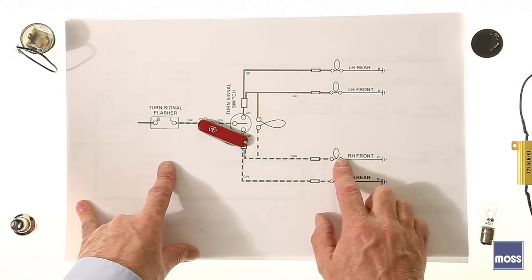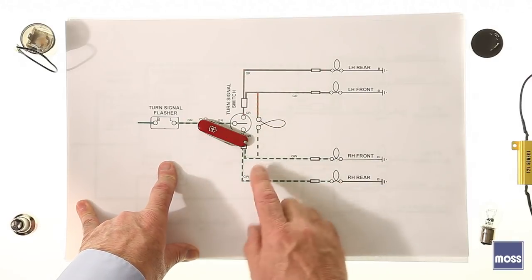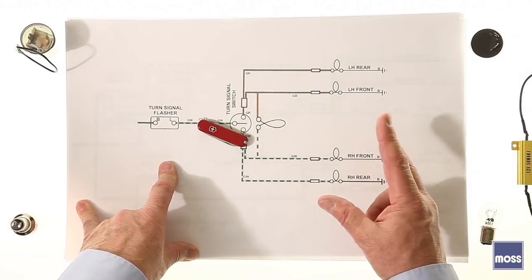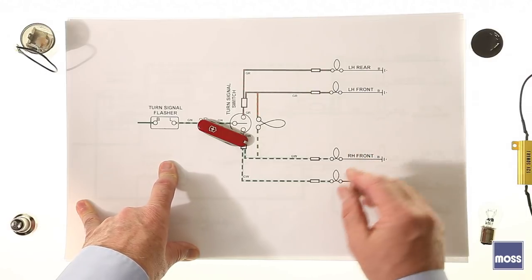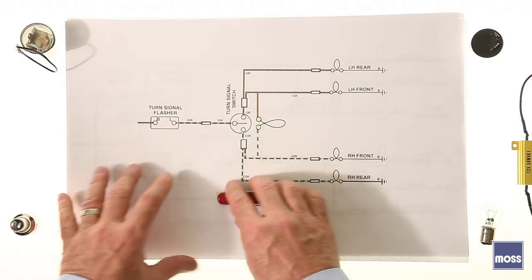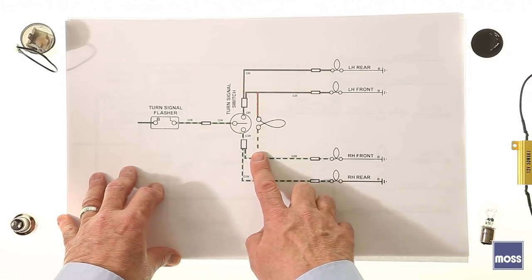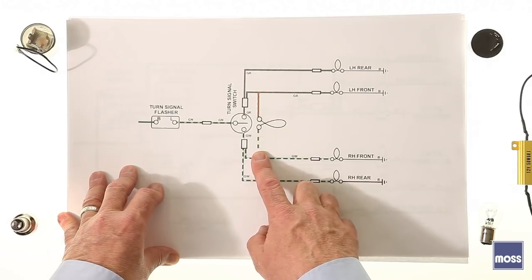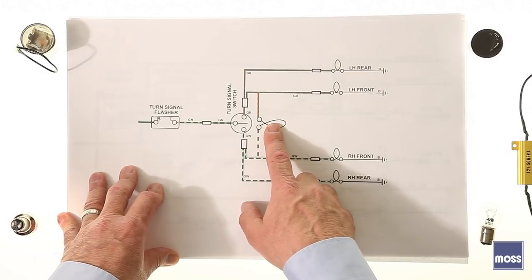The right turn signals are on. Power comes through the flasher, and the two lights are flashing. Off, on, off, on, off, on, just like they're supposed to. The left will do the same thing. Now, you may notice already that there's an extra green and white wire here. What is that for? Well, this is the light that's on the dash.